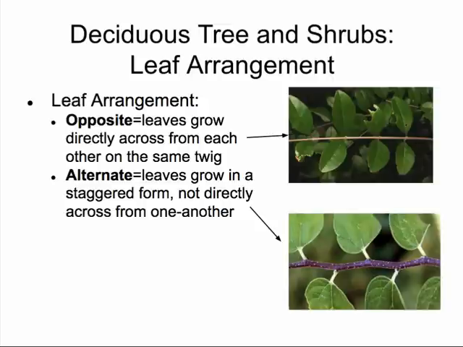Once you've determined if you have a simple or compound leaf, the next thing you need to look at with a deciduous tree is the leaf arrangement. There are 2 different leaf arrangements for deciduous trees. The leaves can either grow directly across from each other on the same twig, which is known as opposite, or they can grow in a staggered form, not directly across from one another, which is known as alternate.